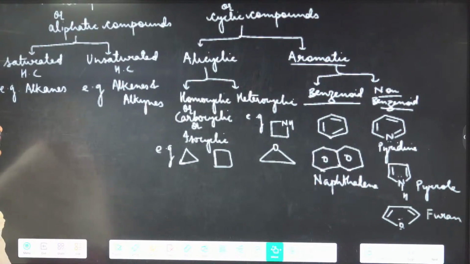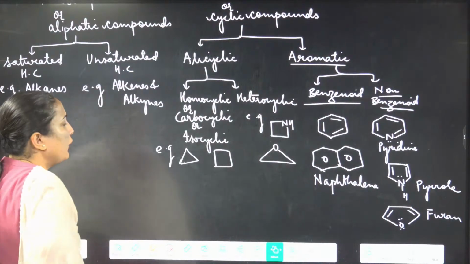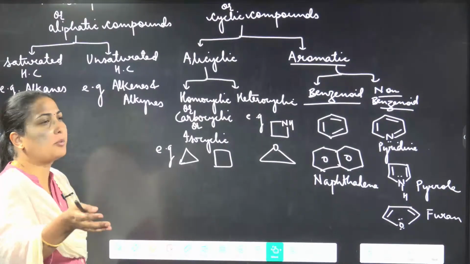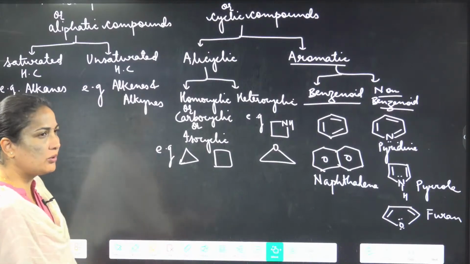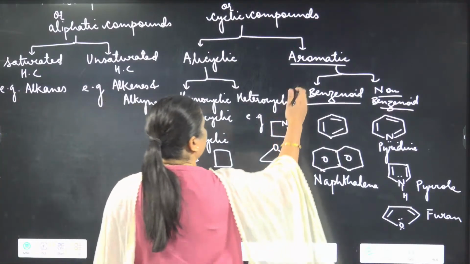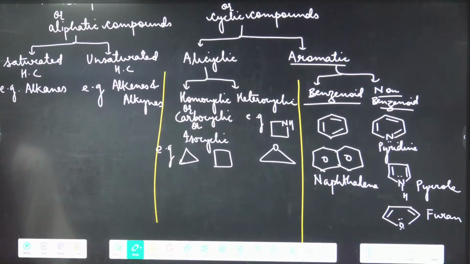From this kind of classification, a very simple question could be asked: which of the following is a saturated hydrocarbon, which is unsaturated hydrocarbon, homocyclic, heterocyclic? So you must know the basic definitions, right? Please write this down, then we'll proceed further. I've written just a few examples in all the cases. There are a few more examples. Entire millions of molecules we cannot write here.